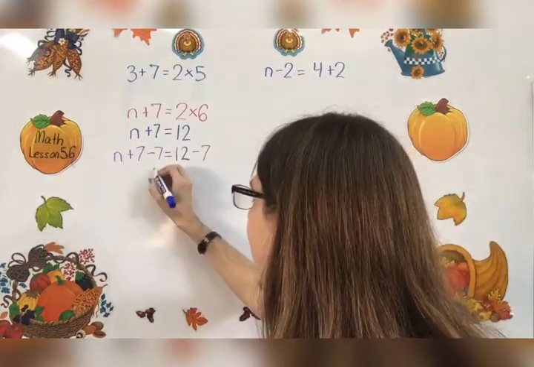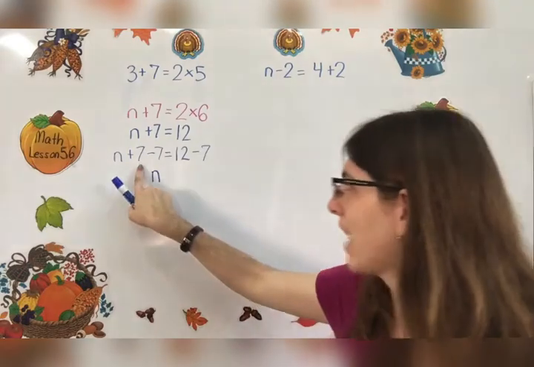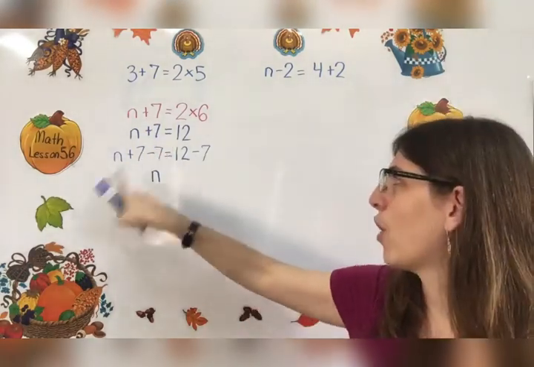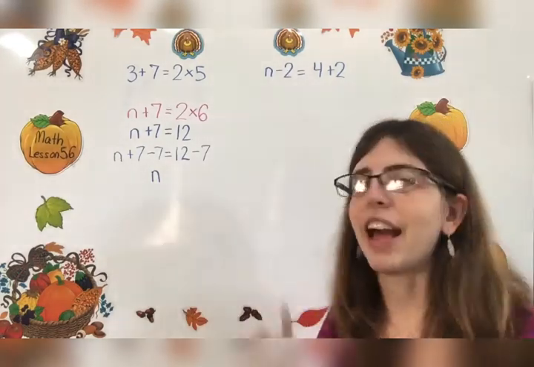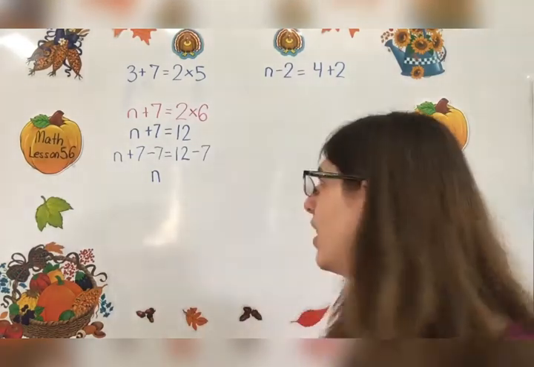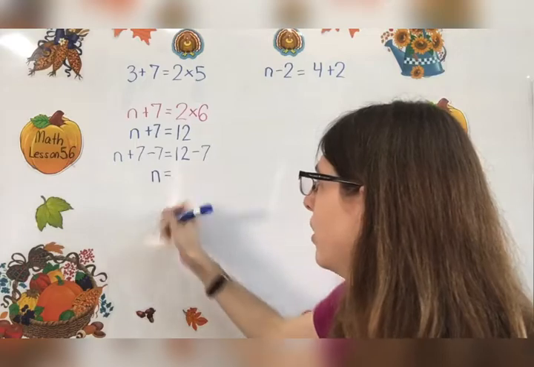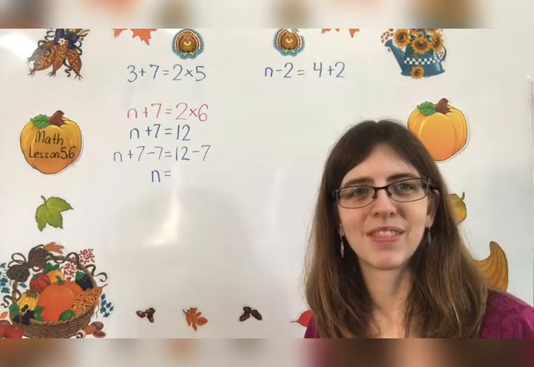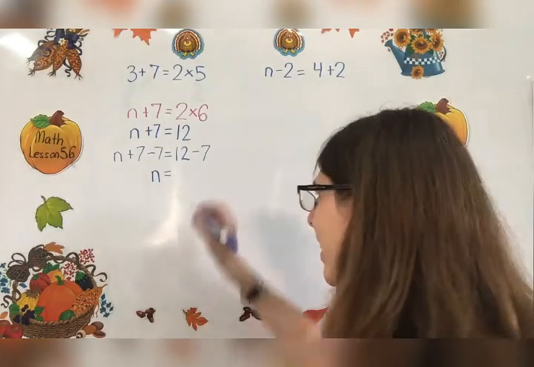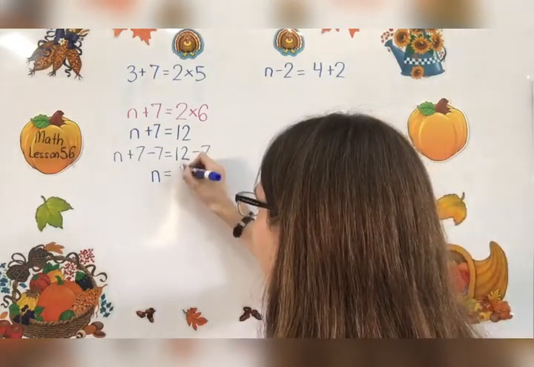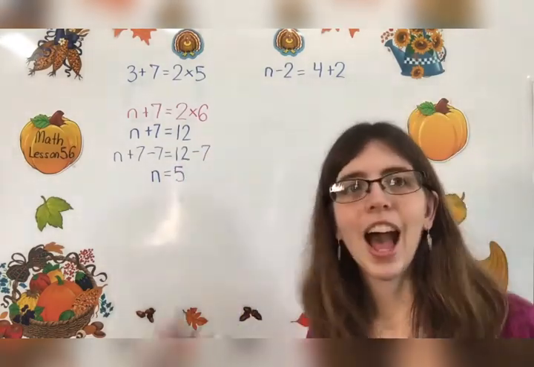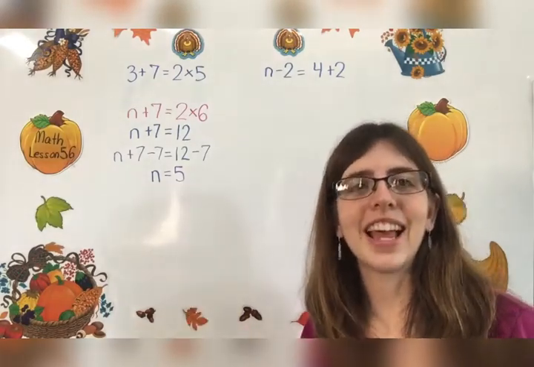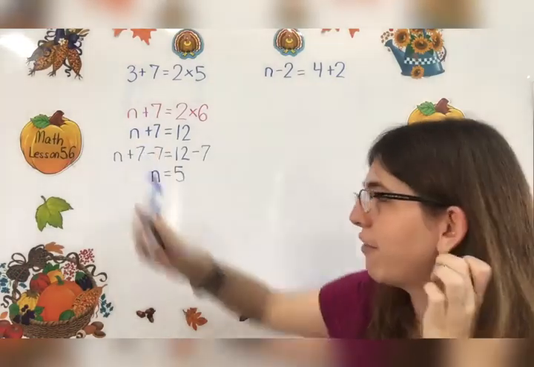So I get n, because 7 - 7 = 0. So that means I have no more number here, and I'm left with just n. n = what is 12 - 7? 5, that's right. n = 5. I just found my answer. I found my unknown number. This says that that n should be a 5.